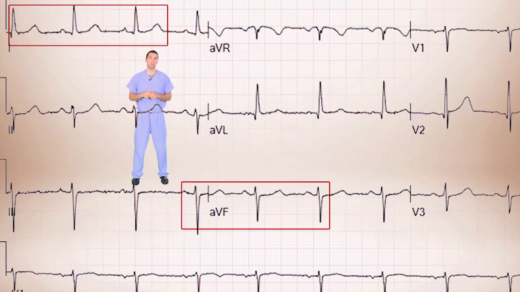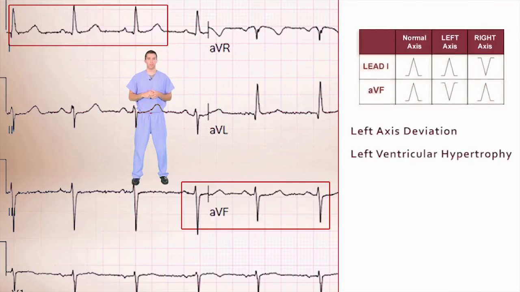We can see in this EKG that lead 1 is positive, meaning we have a tall R wave predominance, and AVF is negative, meaning there's a predominant S wave. Positive in 1, negative in AVF means left axis deviation. Left axis deviation is commonly seen in conditions like left ventricular hypertrophy, which we can see in patients that have long-standing hypertension. Let's take a look at another EKG.